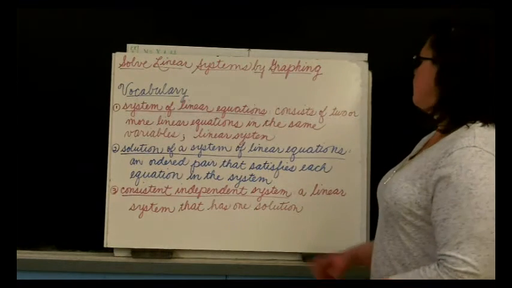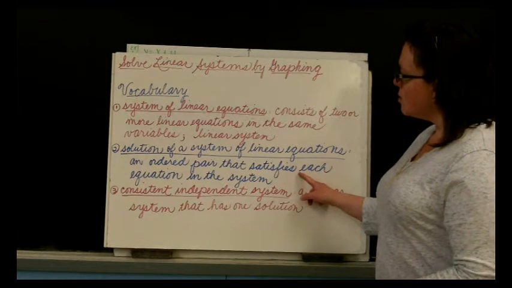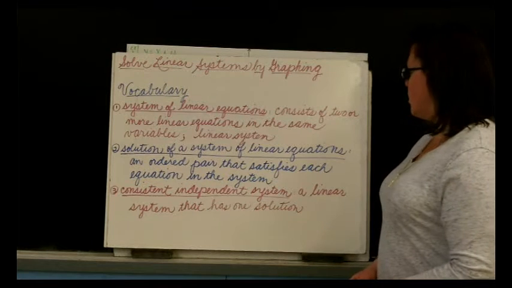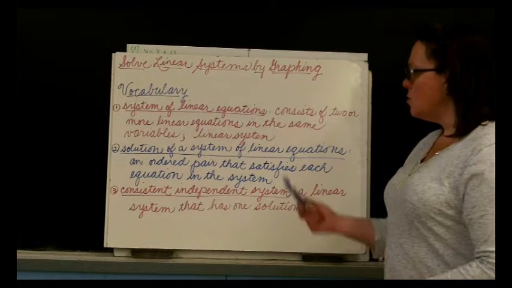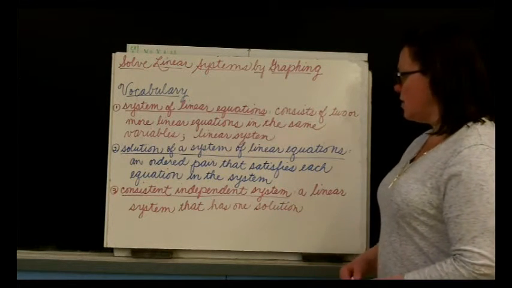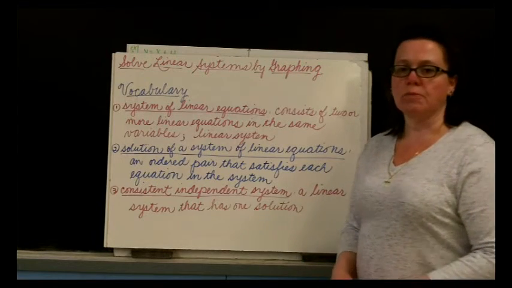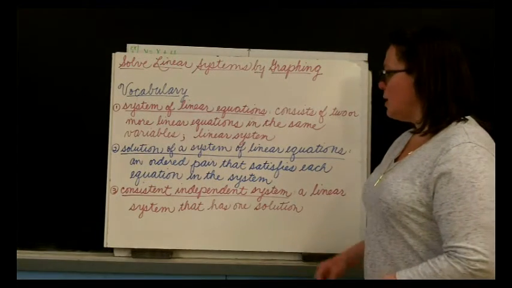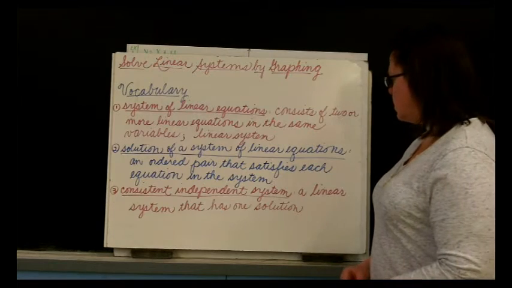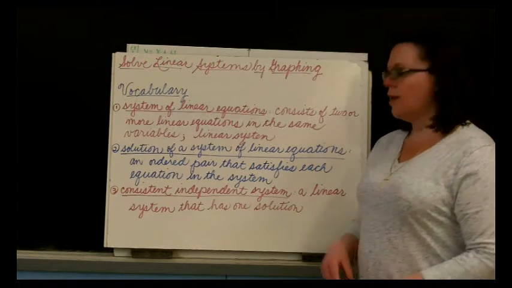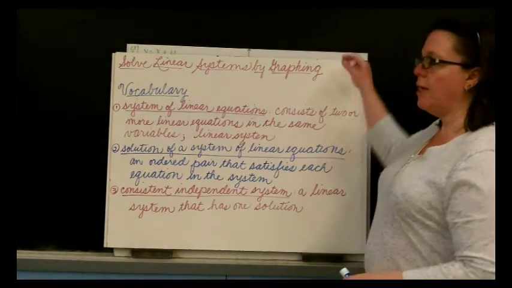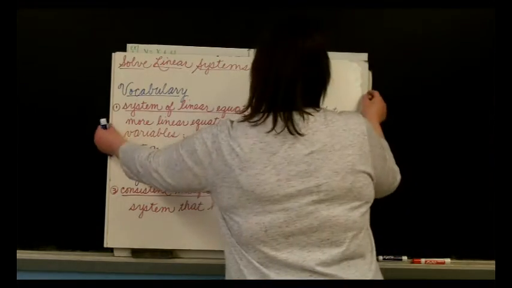Let's take a look at the second vocabulary term. The solution of a system of linear equations. The solution is simply an ordered pair that satisfies each equation in the system. And then term number 3, consistent independent system. This is a linear system that has only one solution. Now let's get started on our examples.